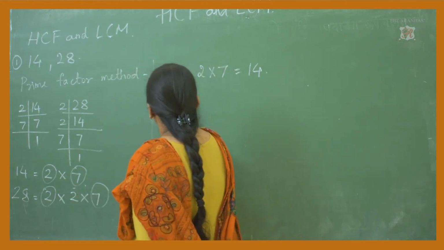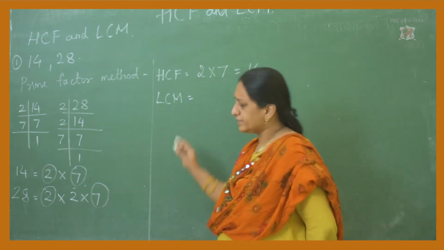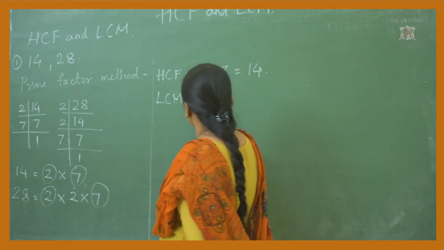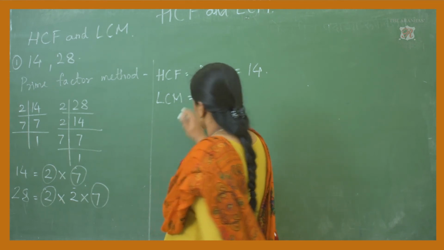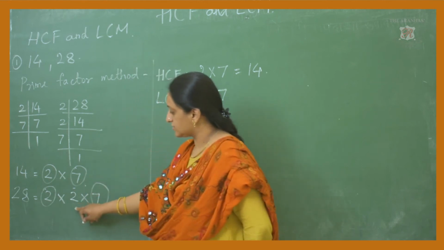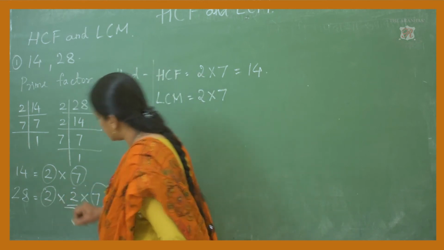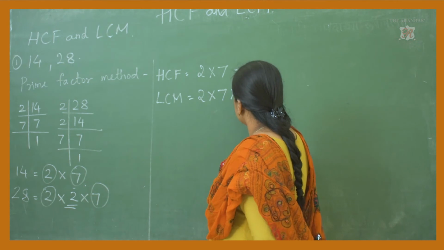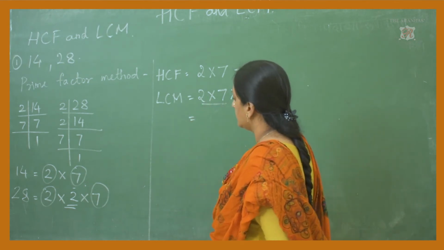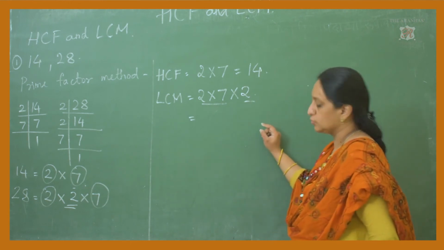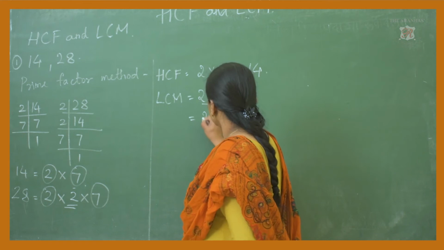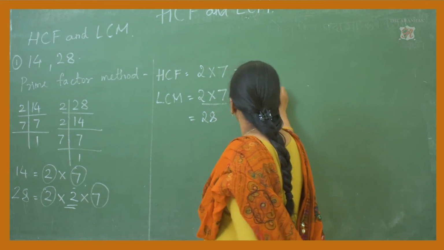But to find the LCM now, students, directly you are going to write the HCF and LCM part. To find the LCM, you will write first the common: 2 multiplied by 7 is common. And after taking the common, what is remaining? This 2 is remaining. Now multiply this uncommon also. This is common, this is uncommon. You will multiply these 3 terms. You will get the answer as 28. You write here only 28.